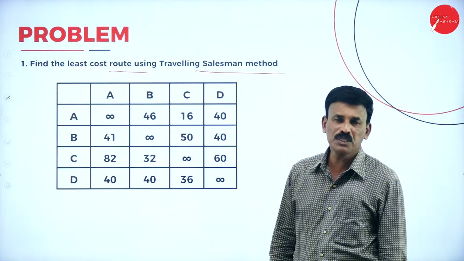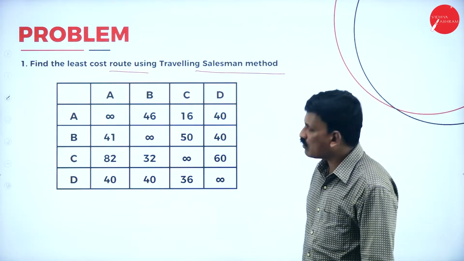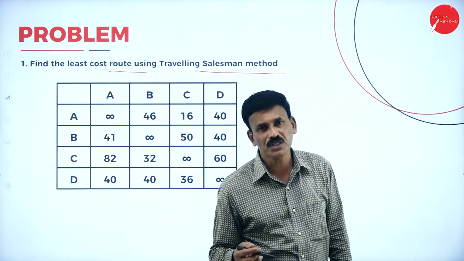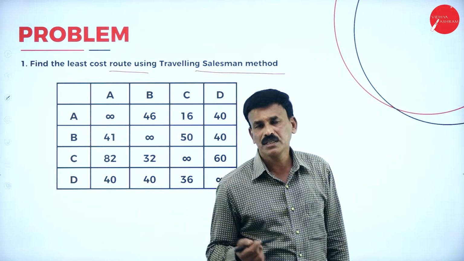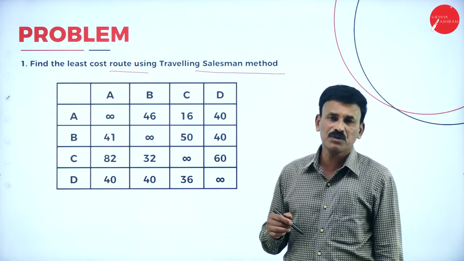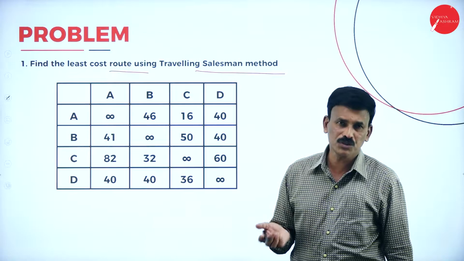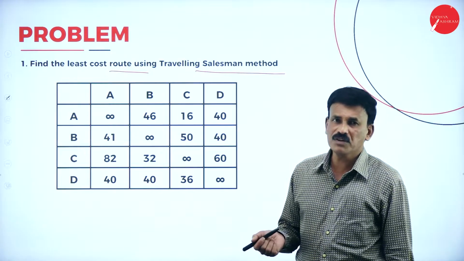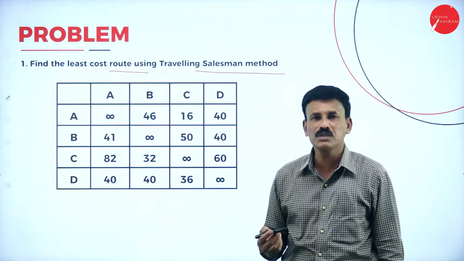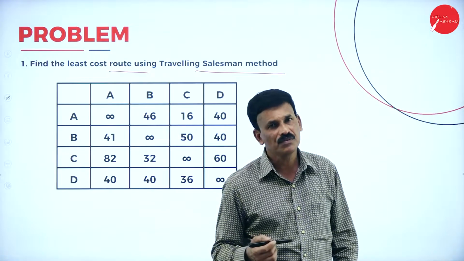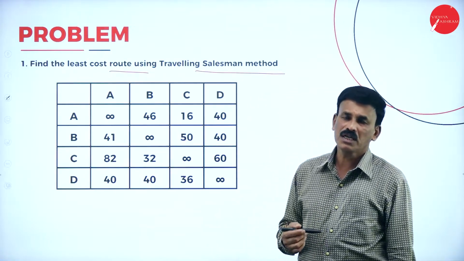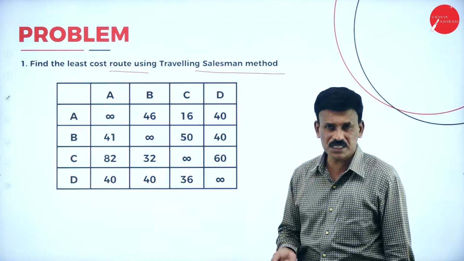Find the row minimization, then the column minimization, and go for row and column scanning, and draw the lines. If the number of lines, that is the number of assignments, is equal to the order of the given matrix, then the problem is feasible and we will have a feasible optimal solution. Otherwise, we have to proceed with the next step.